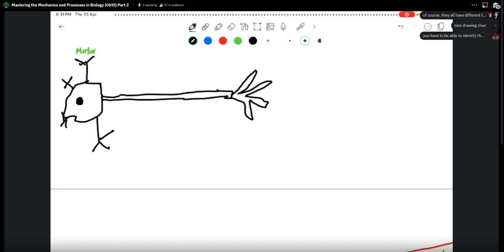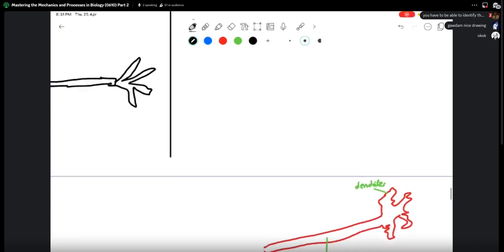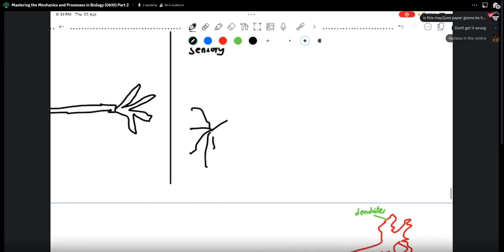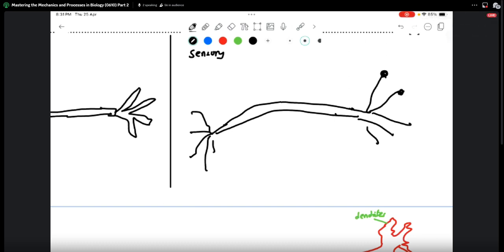Okay, and a sensory neuron. It also looks similar, but there's something different. It has about the same thing, and also a myelin sheath. Then they have dendrites. It also has these small little bulbs. But the key difference for the sensory neuron is it has its own this thing.